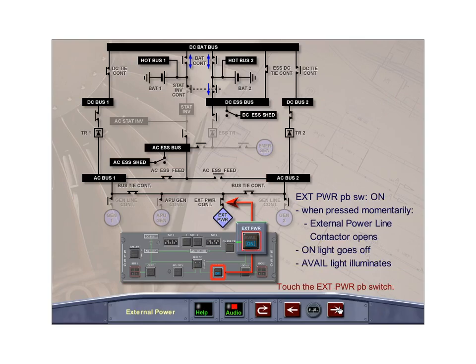With the external power push-button switch indicating on, momentarily pressing it opens the external power line contactor, the on light goes out, and the veil light illuminates. Touch the external power push-button switch.